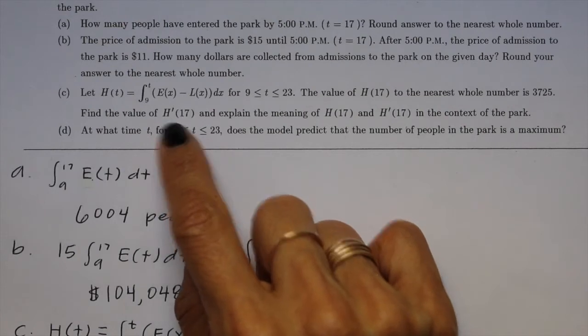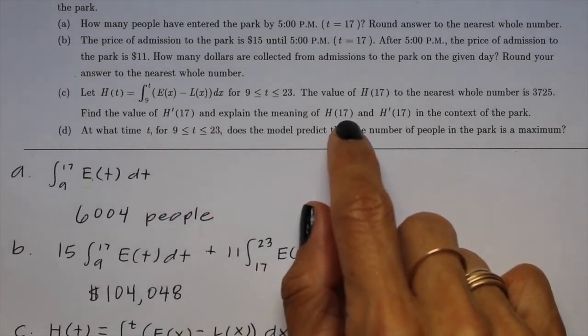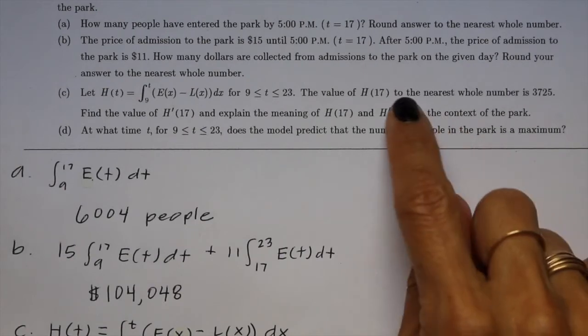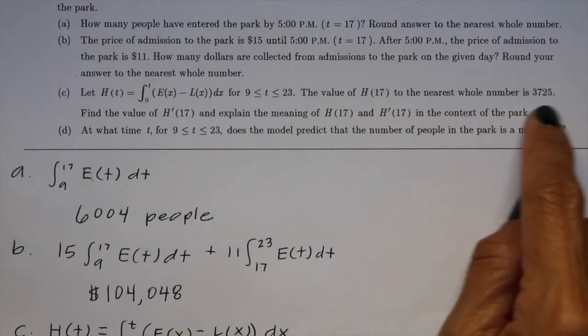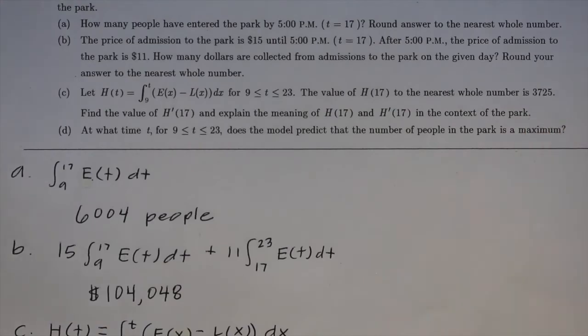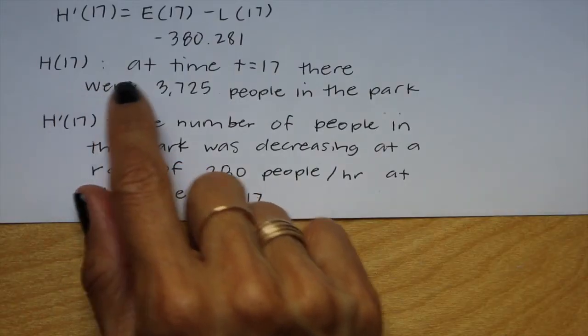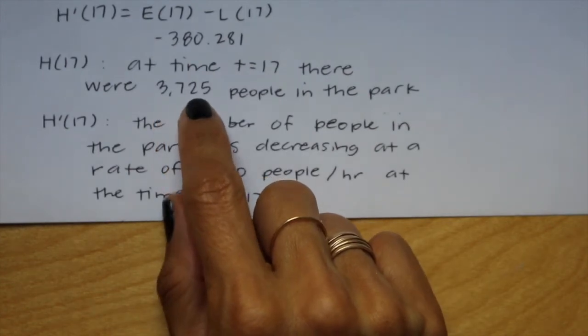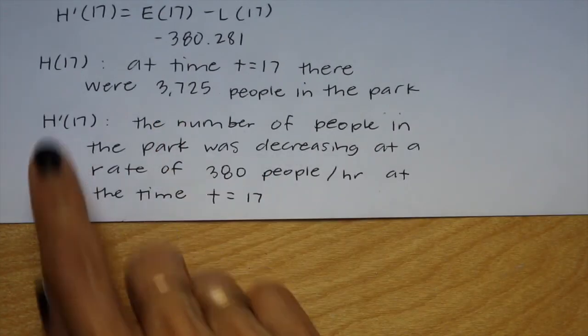To finish the problem, it says to explain the meaning of h of 17 and h prime of 17 in context to the park. And so right here it says h of 17 is 3,725. So our meaning for h of 17 would be at time t equals 17, there were 3,725 people in the park.